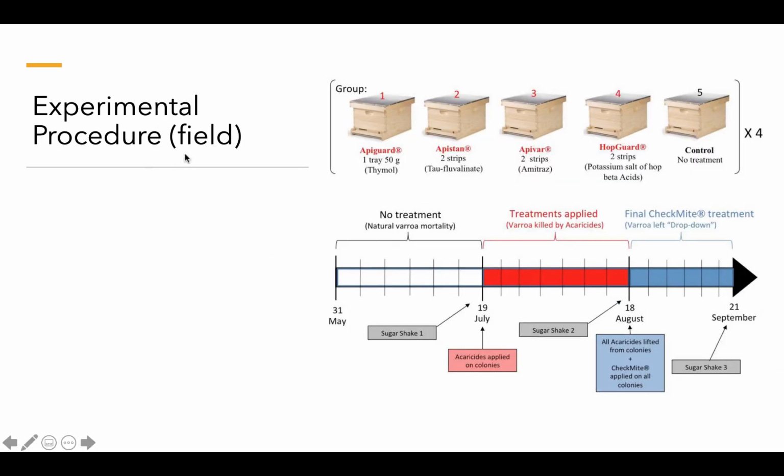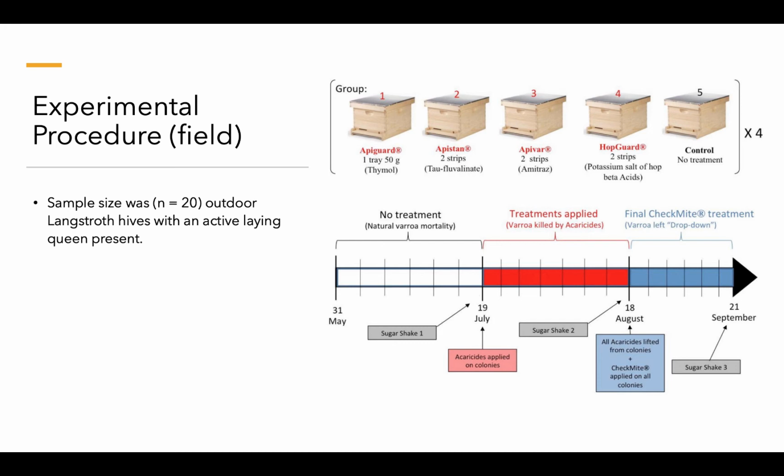Same thing on the experimental group called the field group. This is where we had 5 Langstroth hives, a typical wooden framed honeybee hive, times 4. We had Apiguard, Apistan, Apivar, Hopguard, and the control group with no treatment. And keep in mind here, by the way, the n equals 20 in that case, keep in mind you have your sugar shake. So here's the before, no treatment, and the sugar shake test was done to get a mite count.